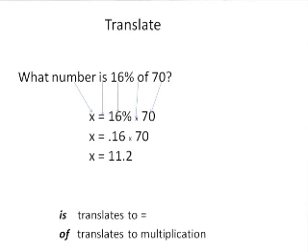Here, we're simply going to write what we read. Keep in mind that percents must go in as a decimal, so make sure to shift the decimal point 2 places to the left.